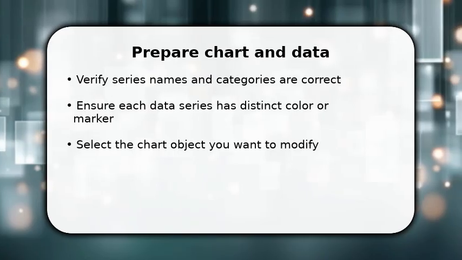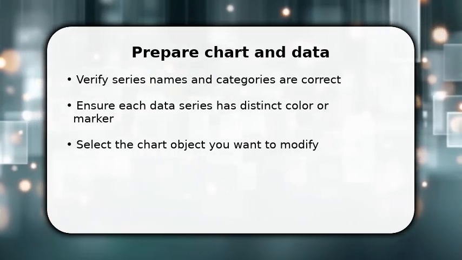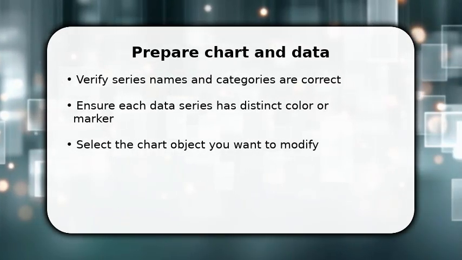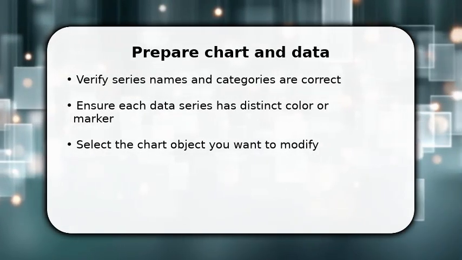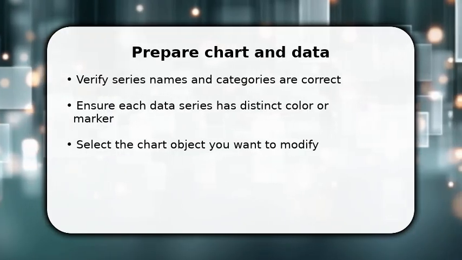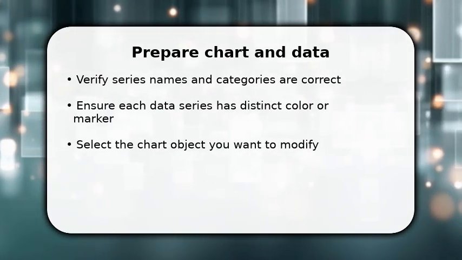You start by preparing the chart. Select it and confirm each data series has a clear name because the legend pulls text from those labels. Once selected, check colors and markers so the legend entries will be distinguishable. If not, change the series format now.